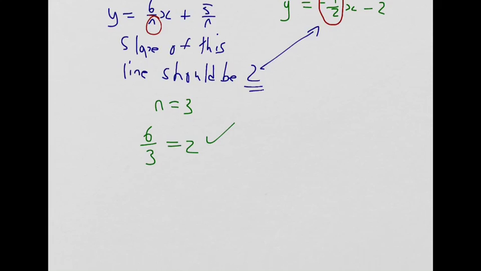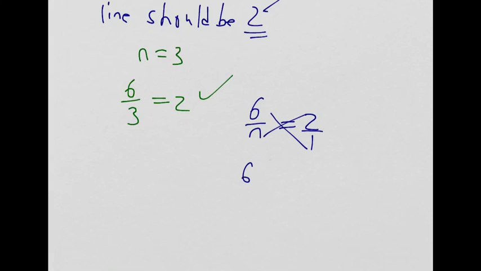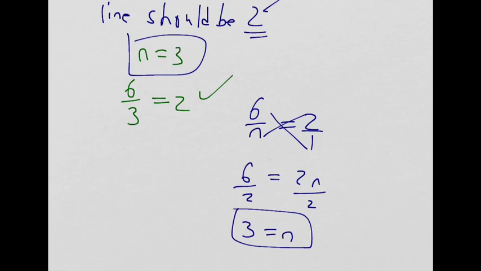Another way to think about it, I just always think this way because my brain is so tuned to algebra: I want this expression to equal 2. So I think 6 over n has to equal 2. And then I solve for n, so put it over 1, cross multiply. 6 equals 2n, and then divide both sides by 2. And we still get n equal to 3, just like we had last time.